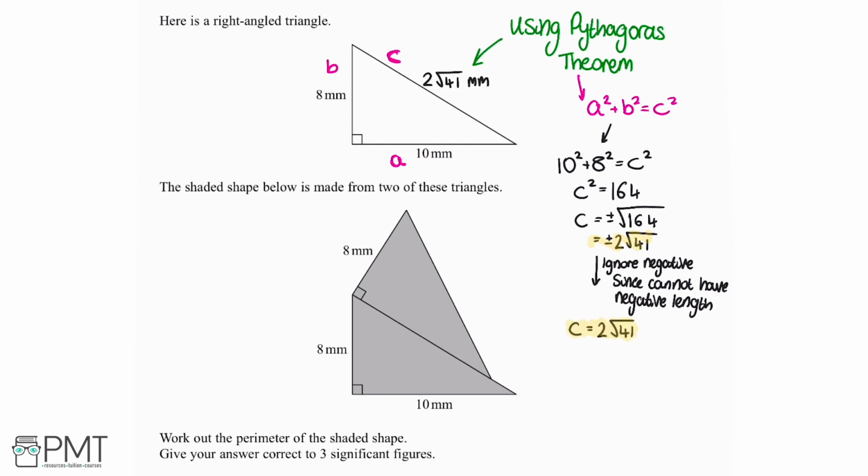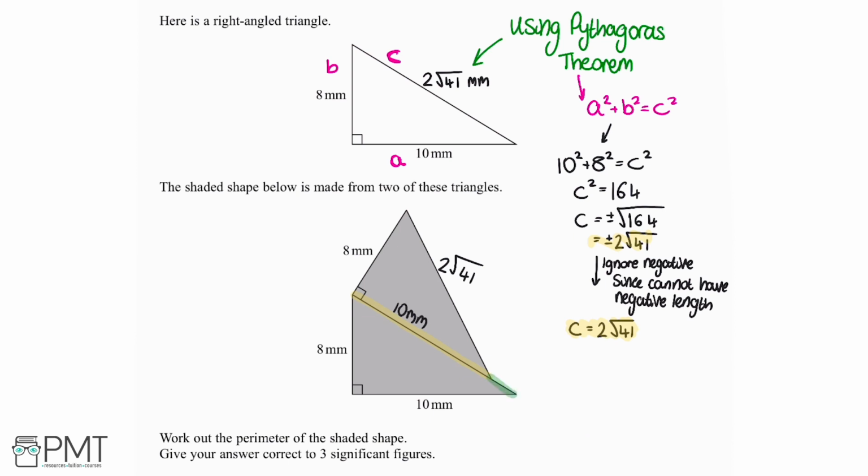Now we're told that the shaded shape below is made of 2 of these triangles. Now these triangles are identical to the one above, so we can fill in the missing lengths. So this shorter length here, this is the base of our right angle triangle, and we know that's 10 millimeters. Now we just worked out the hypotenuse, that is going to be 2 root 41. Now this is our other triangle here, so this whole thing, not just this small part, this whole length here, is going to be the hypotenuse, so that's also 2 root 41.